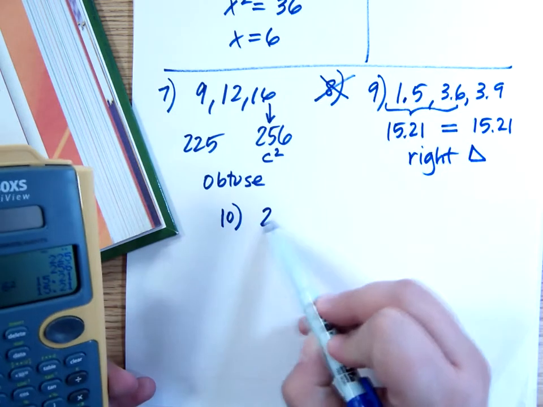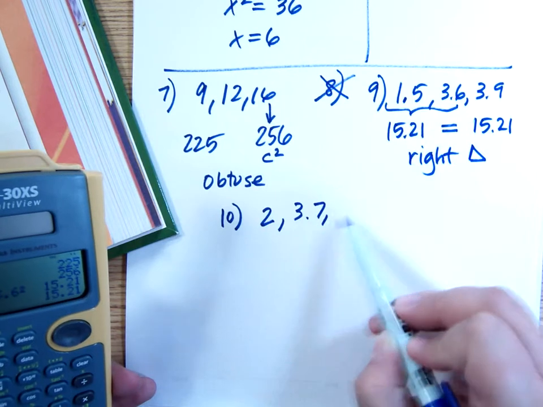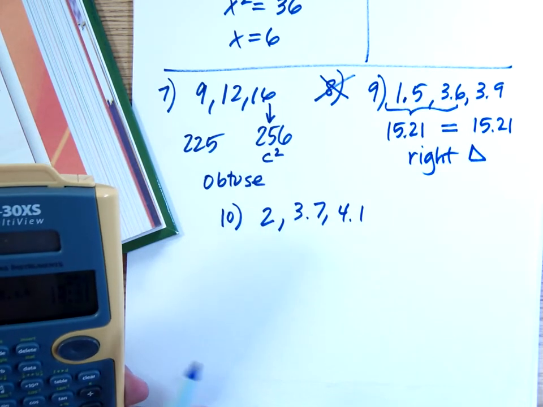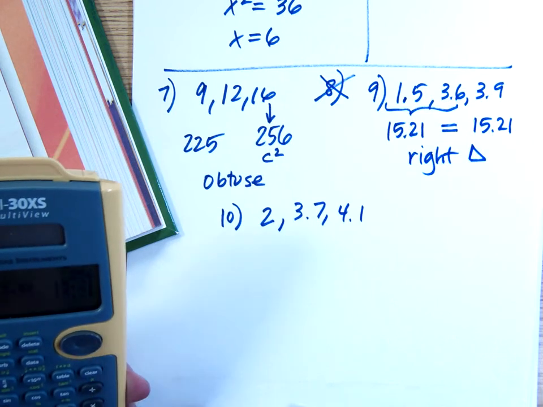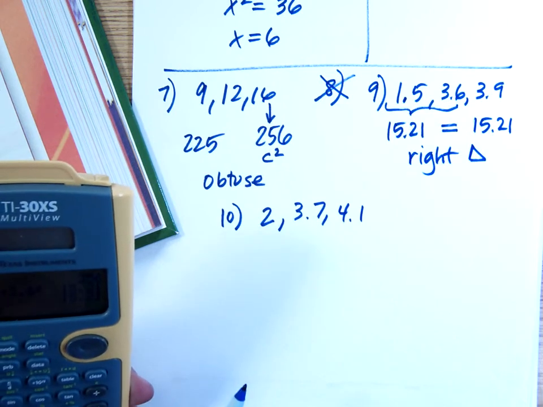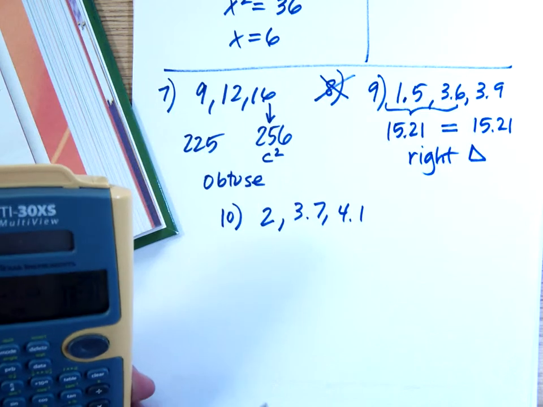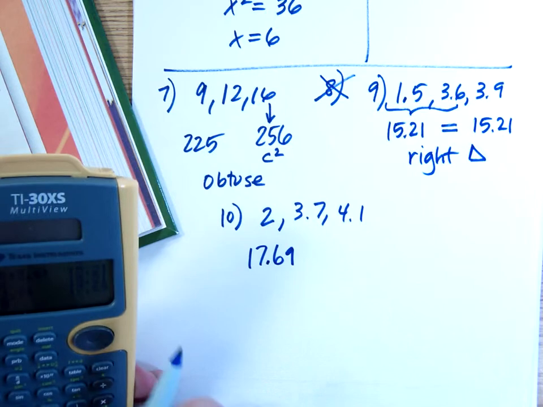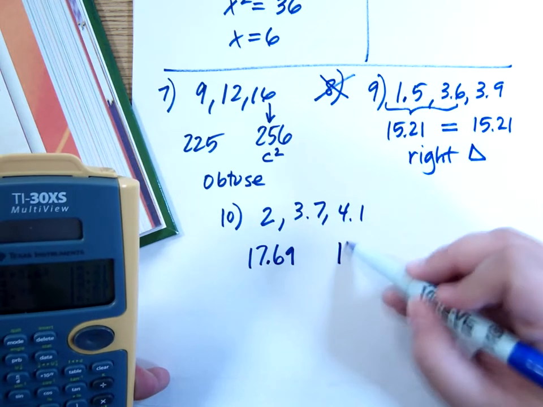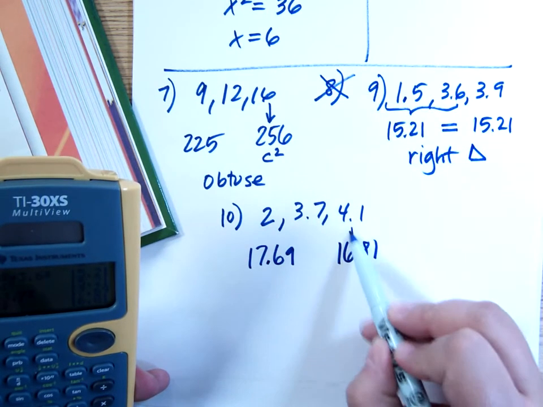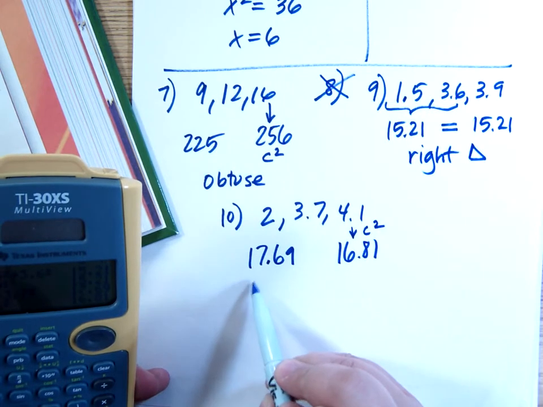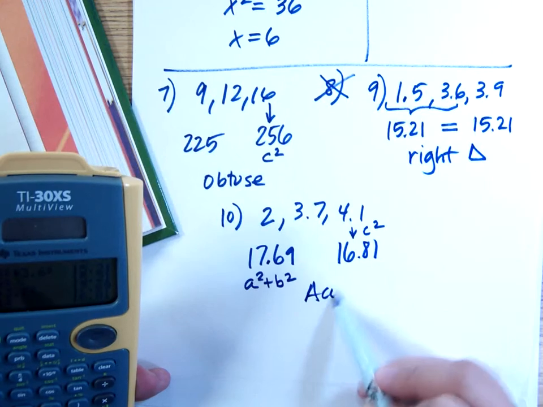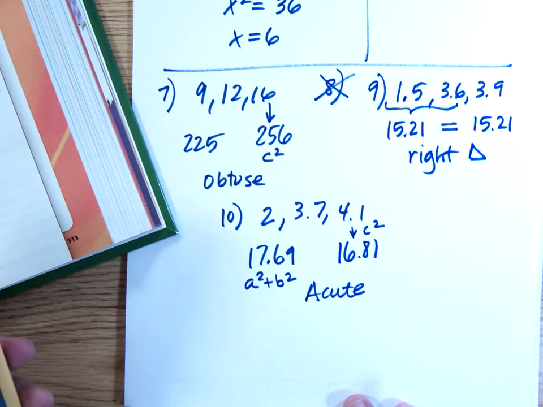So here we have 2, 3.7, 4.1. These three can be the sides of a triangle. Let's just see about whether or not it can be right. 2 squared plus 3.7 squared is 17.69. 4.1 squared is 16.81. So here my c squared is smaller than my a squared plus b squared, so that's an acute triangle. That's number 10.